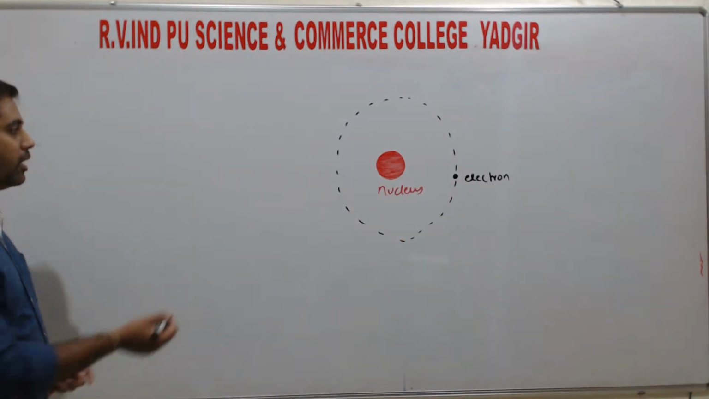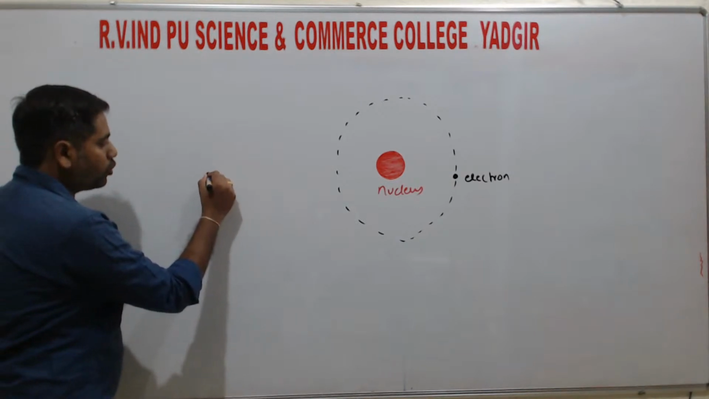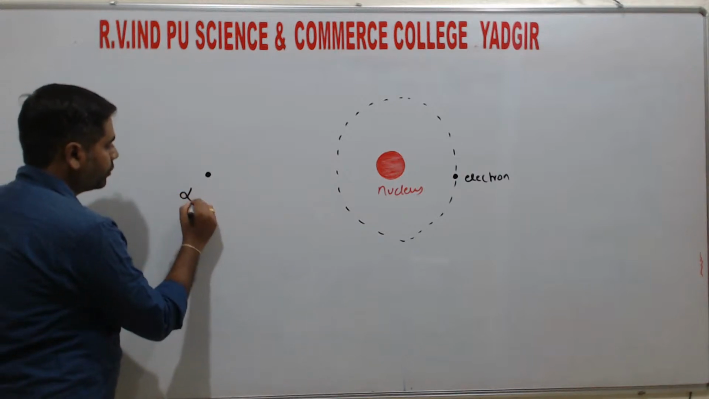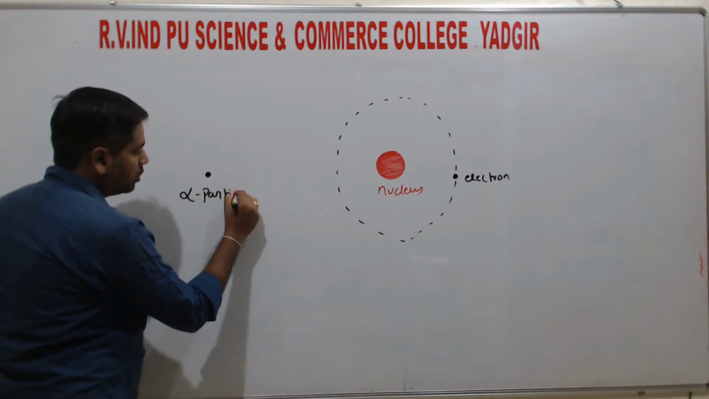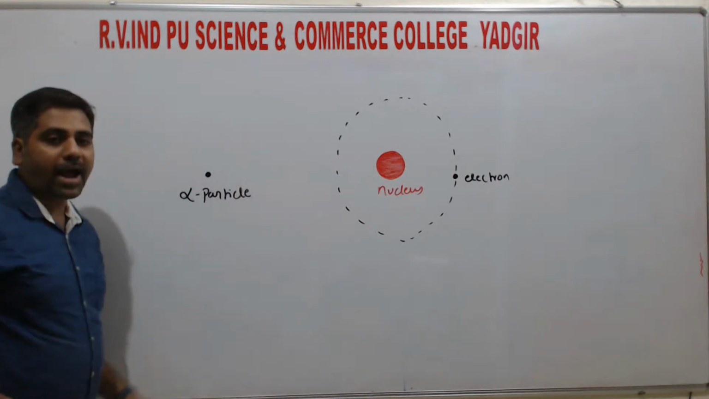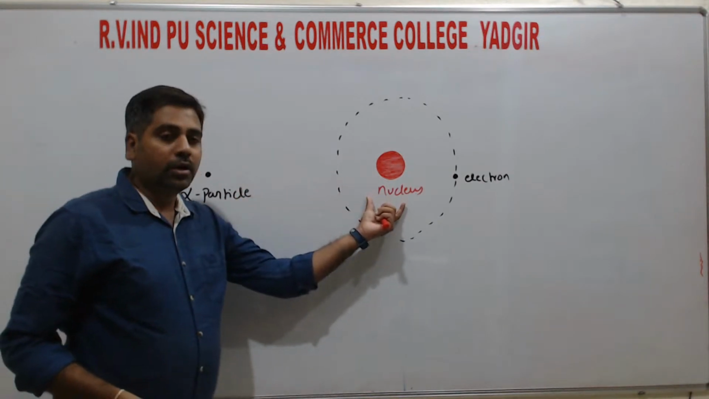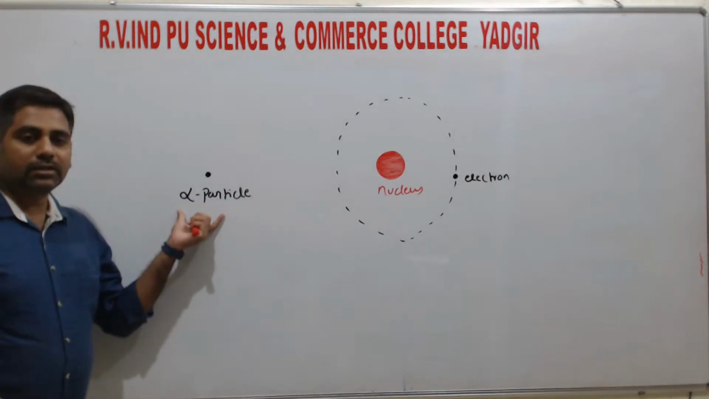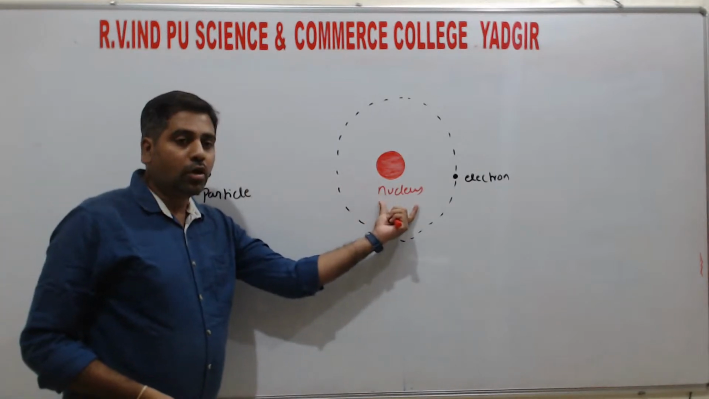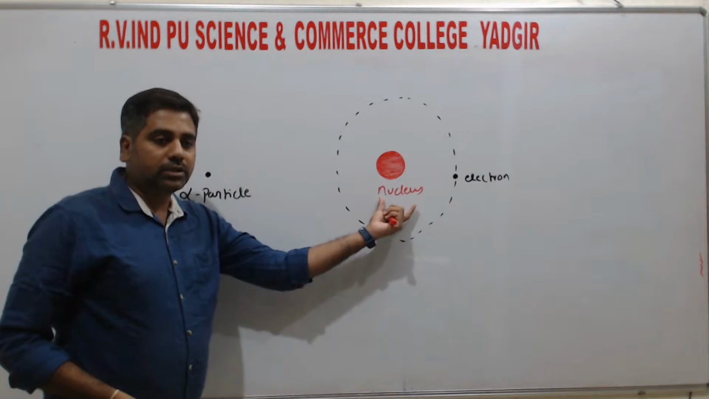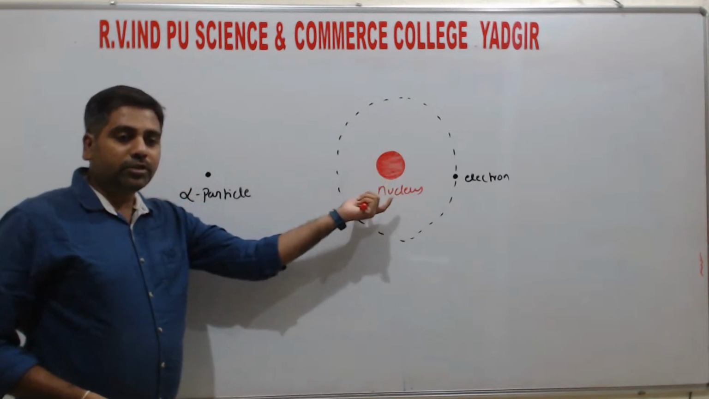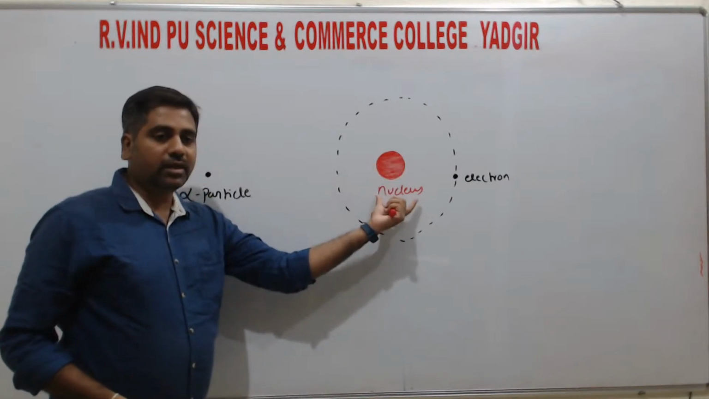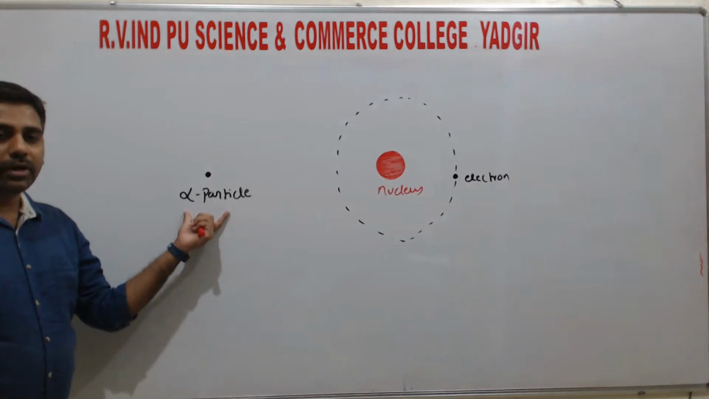In yesterday's experiment, an alpha particle is approaching towards the nucleus. This one is the alpha particle. As the alpha particle approaches the nucleus, backward scattering takes place. The reason is that the alpha particle is positively charged and the nucleus is also positively charged, so a strong repulsive force is exerted by the nucleus.